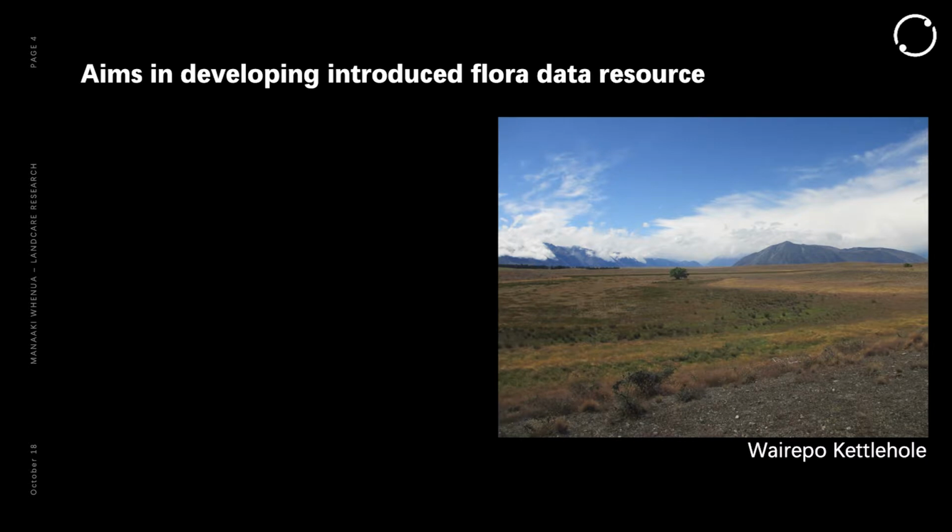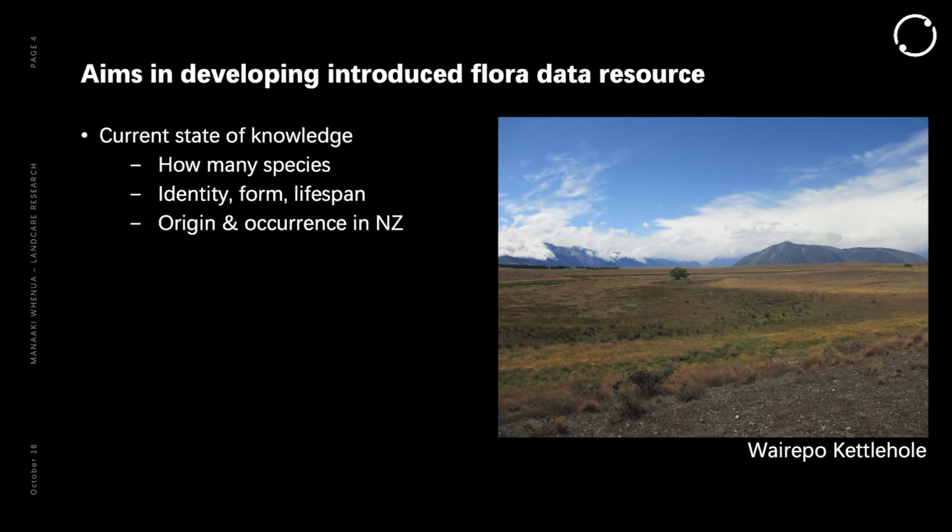So we have a couple of main aims in this project. Our more immediate aim, which is what I'm going to focus on today, is the current state of knowledge: getting a basic set of information about attributes for the entire introduced flora together and available to a wider range of end users. This includes information such as how many species we have, what their status is, what they are, what kinds of forms they have, where they've come from, and where they occur in New Zealand.